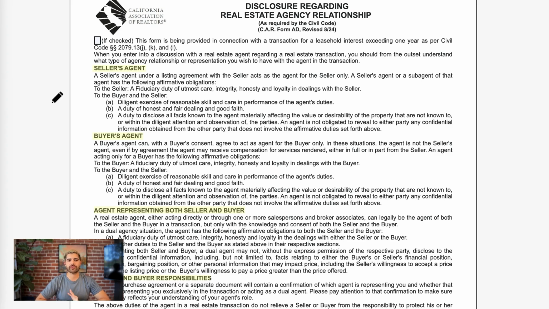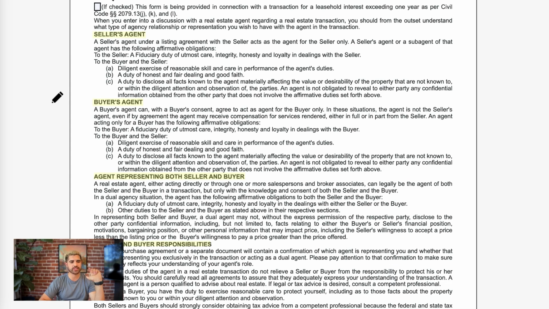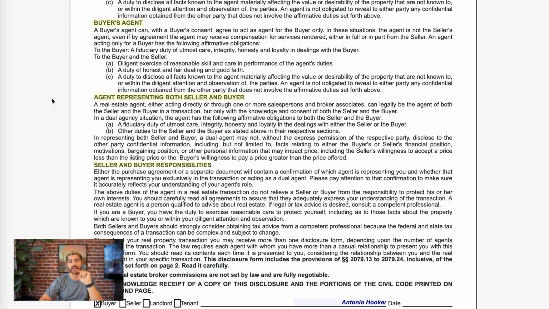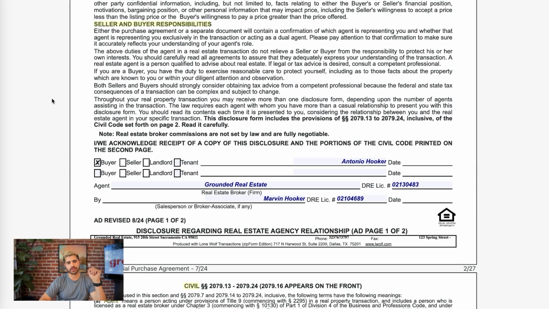Okay, so first off, we have a few disclosures that we'll go over as part of the packet. The first is the disclosure regarding real estate agency relationships. This document outlines what a seller's agent is, what a buyer's agent is, and an agent that is representing both seller and buyer, which is considered dual agent or dual agency, which I'll talk a little bit more about as we get further down. It also covers the sellers' and buyers' responsibilities, because in all real estate transactions, this is a two-way street. So there are responsibilities that you as the buyer and we as the agent have to make sure we can get the deal done together.